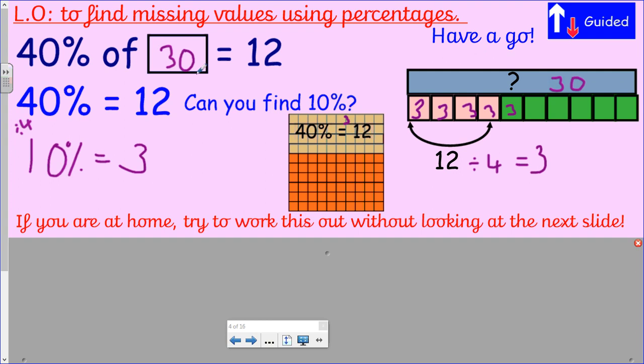So 40% of 30, to find 40%, I would divide by 10, find 10%, and times by 4. So 30 divided by 10 is 3, 10% times by 4 for 40%. So 3 times 4 is 12. So we are correct. 40% of 30 is 12.